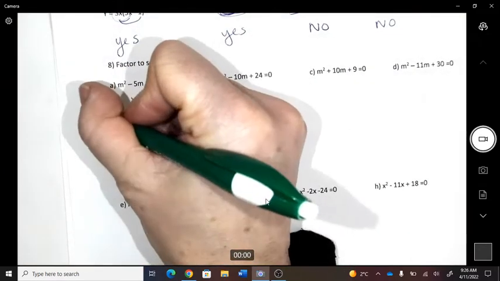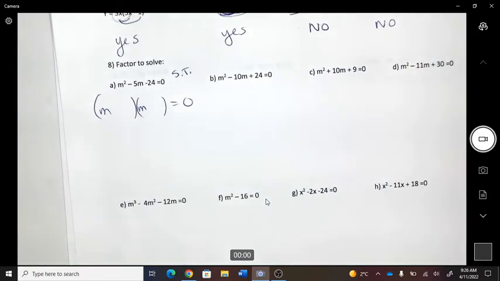M times the m is the m squared. Okay, so your rules are what multiplies to negative 24? And then somehow it will have to add up to a negative 5. Can you think of two things that multiply to 24? Did you think 3 times 8? 3 times 8 is 24.